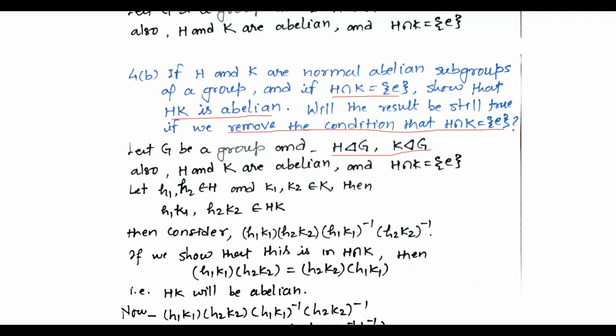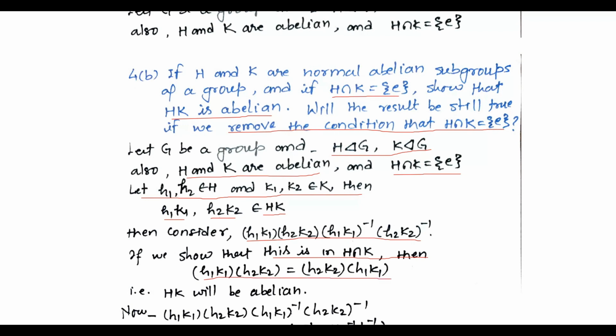Let h1, h2 belong to H and k1, k2 belong to K, then h1k1, h2k2 will belong to HK. Then consider h1k1 into h2k2 into (h1k1) inverse into (h2k2) inverse. If we show that this is in H intersection K, then h1k1 into h2k2 is equal to h2k2 into h1k1. That is, HK will be abelian.